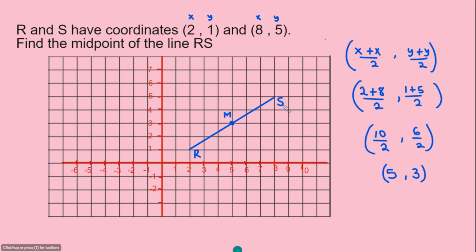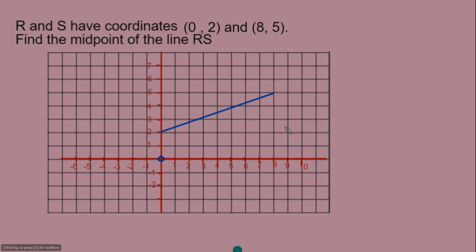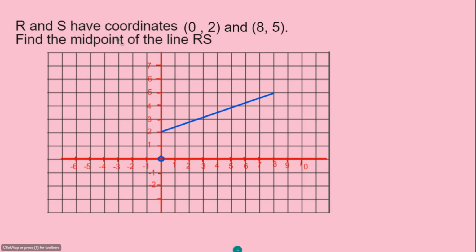Now next example, I'm going to show you more examples. In the second example, R and S have coordinates (0, 2) and (8, 5). Now we need to find the midpoint of the line RS. The point R has coordinates (0, 2), so x is 0, y is 2, and this is the point for R. And for S, you have (8, 5), so this is the point for S. Now we need to find the midpoint of this line segment RS. Definitely it's going to be somewhere in the middle, but I don't know exactly.